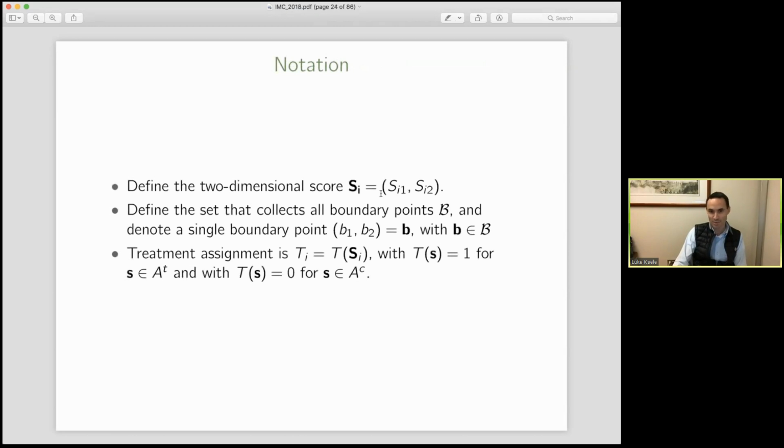And now this two-dimensional score, this is just generic notation, but this first score is going to essentially be a geographic coordinate system, the most obvious one being latitude and longitude. When I got into this, I found out there are a couple others. But we imagine this is going to be latitude and this is going to be longitude, right? And we're going to define a set that collects the boundary points. That is, what values of latitude and longitude form the border between treated and control, right?